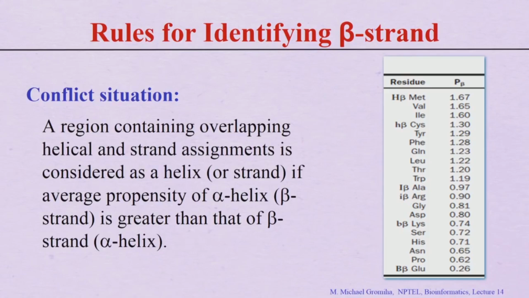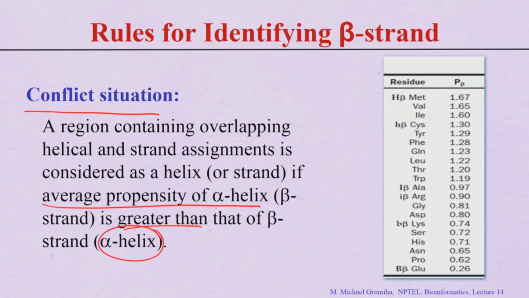For example, if you find a conflict situation, where the same segment can be predicted as helix and also as beta sheet, what to do? In this case, get the segments, assign the real values, and see which one is dominant. If the average propensity for alpha helix is greater, then this is alpha helix.